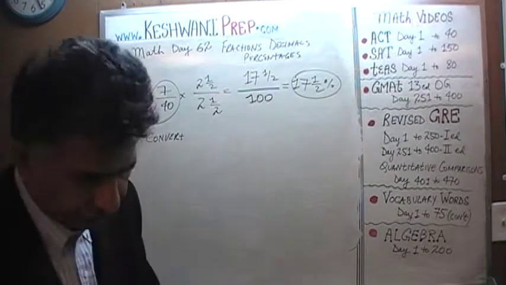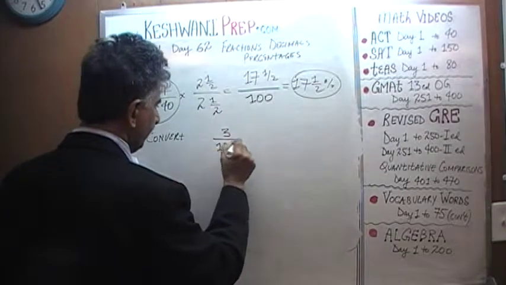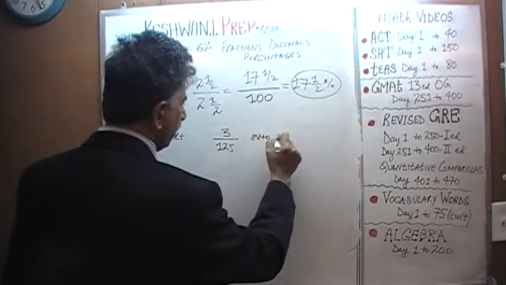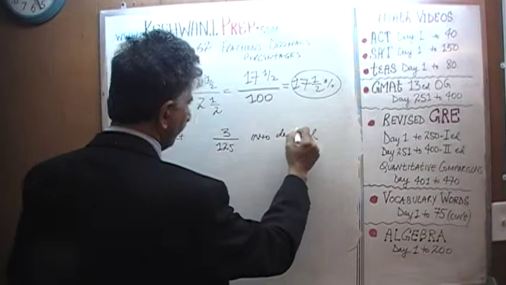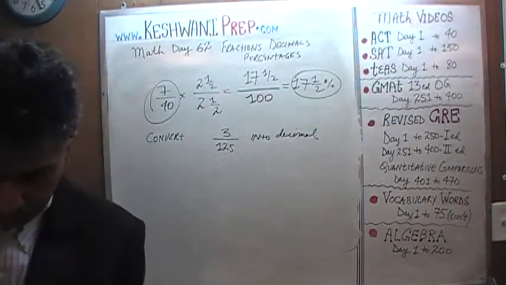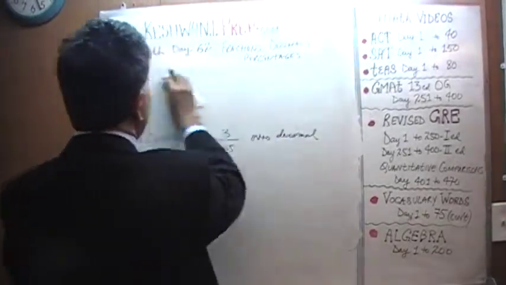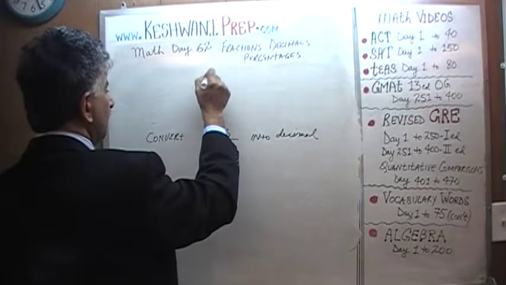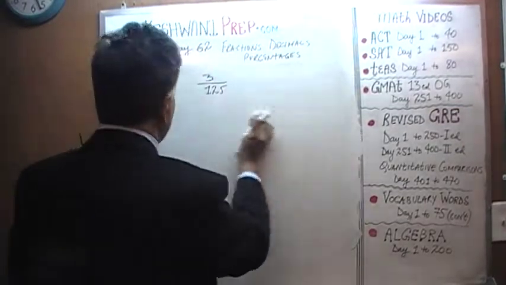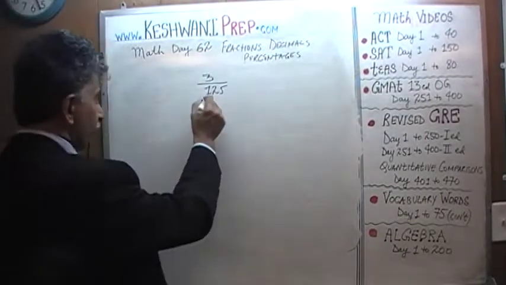Convert 3 over 125 into decimals. Into decimal, 3 over 125. I'm going to actually do it on the top. There are a couple of ways we can manipulate it. I'm going to show you both ways here.